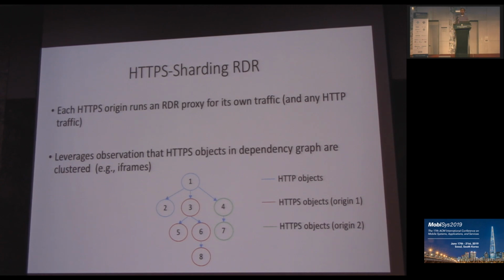And so with HTTPS sharding, a client does have to incur a few more round trips than it would with full RDR, so it can contact each origin's proxy. But then each proxy can resolve an entire subgraph, thereby loading more objects than it could if it was using HTTP only.